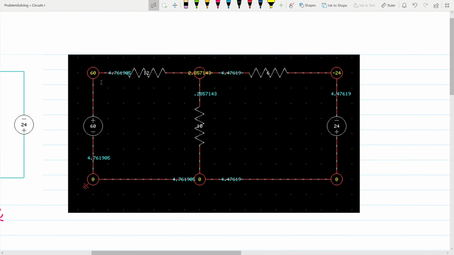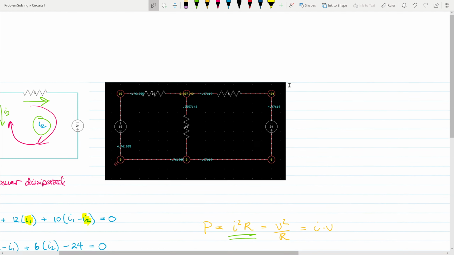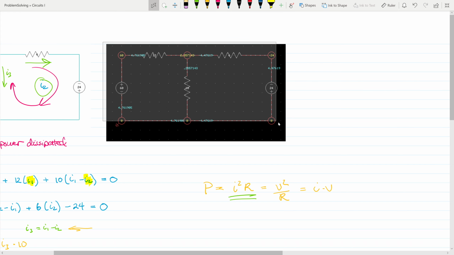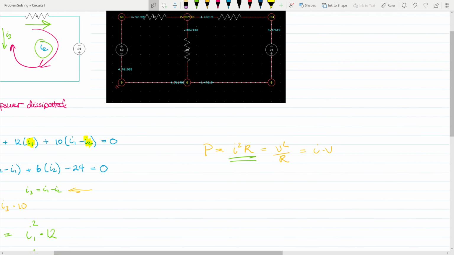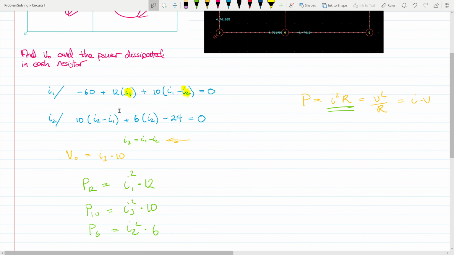So again, this is showing you the current in each branch. So you can see the 4.47, you can see this 0.2857, etc. So with respect to this, you can calculate the power yourself by multiplying I squared R just like we did, or you can just compare the values of the currents that you get when you solve these series of equations here, these two specifically. Alright, thanks.